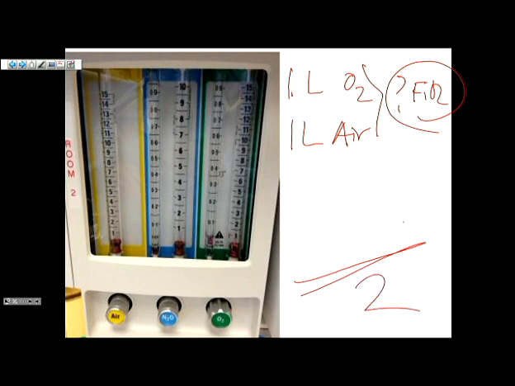How much of that 2 liters is oxygen? What fraction of the inspired gas is oxygen? We have 1 liter of oxygen, so that's 1. How much of the air is oxygen? Thank you. 0.21. So 1.21 out of 2. So we adjust FiO2 on these vents with the manual flow meters by adjusting the fresh gas flow.